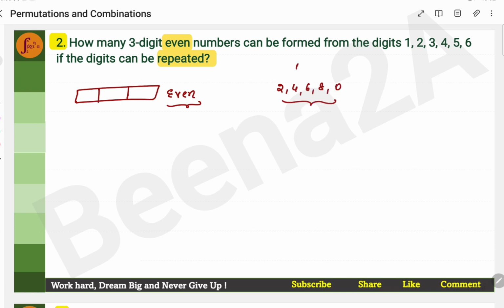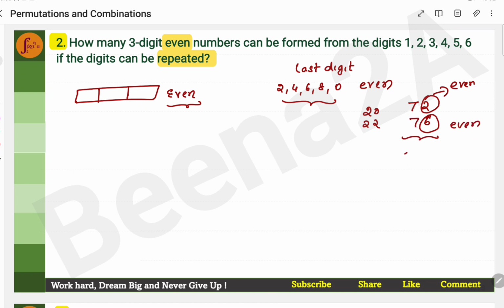Right? If the last digit has 2, 4, 6, 8, 0, then it is called as an even number. For example, 20, 22, right? Or 72, 76. The last digit should be even number if the entire number should be even, right? Or 92, 98, 94. The last digit should be even number to make the entire number as even. So let's focus on the last digit.